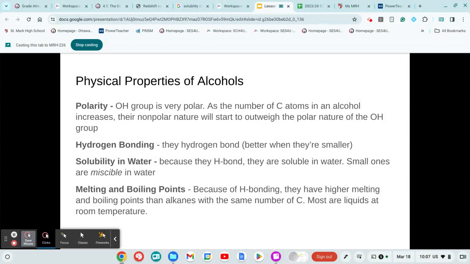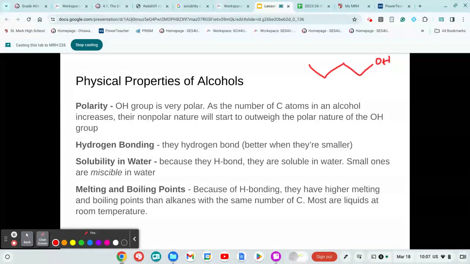So when we're looking at these alcohols, the OH group is super polar. But as the number of carbons in that compound increases, their non-polar nature will outweigh the polar nature of the OH bond. So for example, where did my pen go? If I've got a molecule like this, it's got one little polar portion.